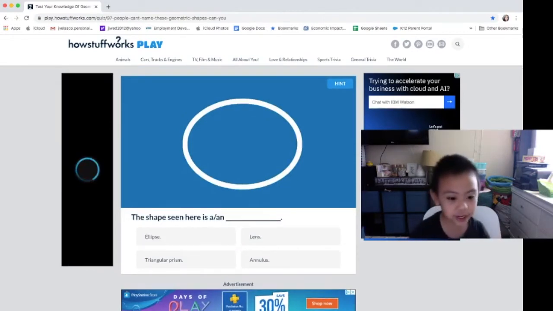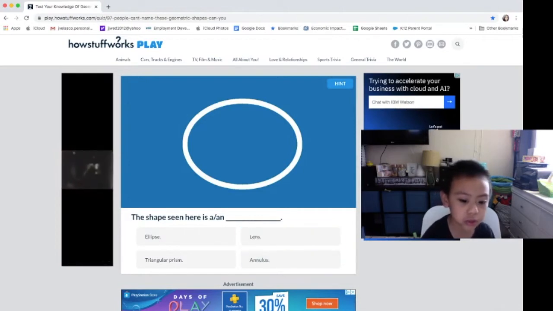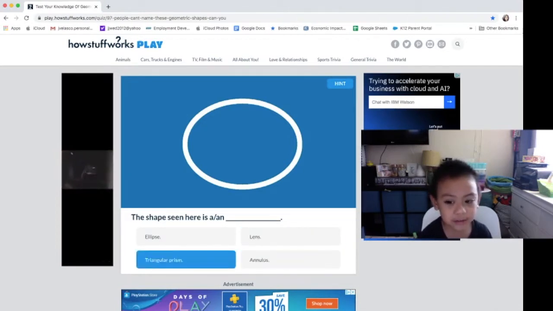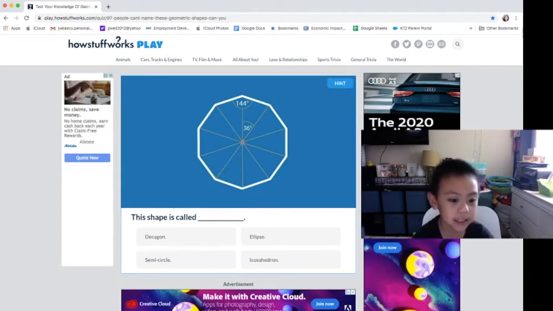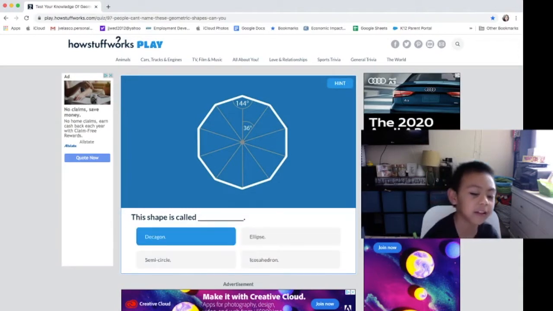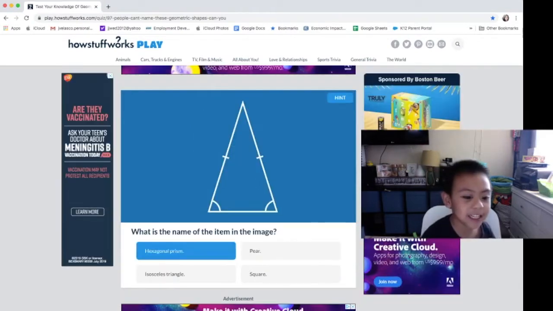Okay. The shape seen here is ellipse, lens, annulus, or triangular prism. OMG! This shape is called icosahedron, ellipse, semicircle, or decagon. But why is there no semicircle? The answer is decagon!